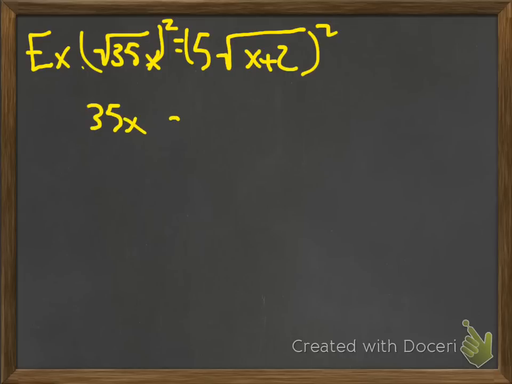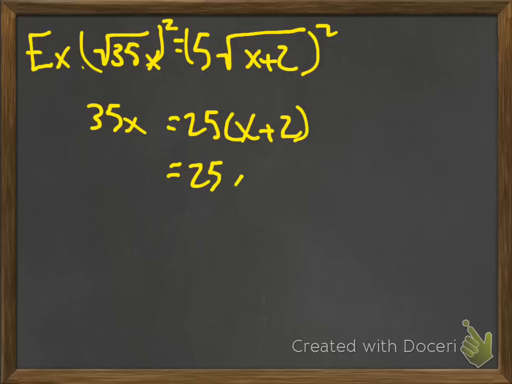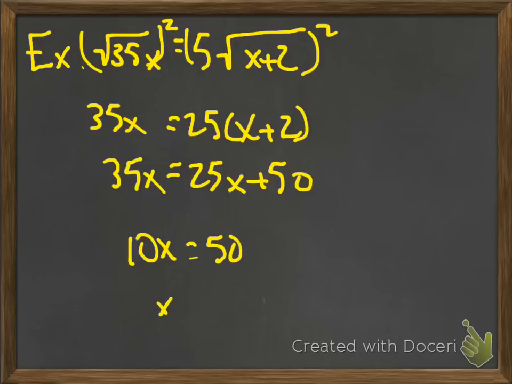When I do that, that gets rid of the radical, and it gets rid of the x plus 2 radical, but the 5 will get squared. That will become 25. And notice how I'm putting the x plus 2 in parentheses. So then I distribute, I'd have 25x plus 50 is equal to 35x. Subtract the 25x, and I would get 10x is equal to 50. Divide by 10, and I get x is equal to 5.